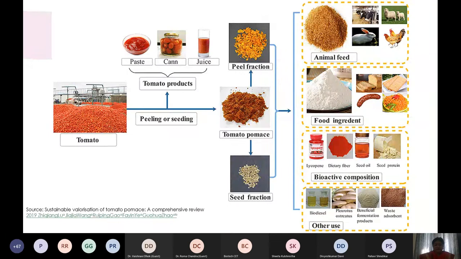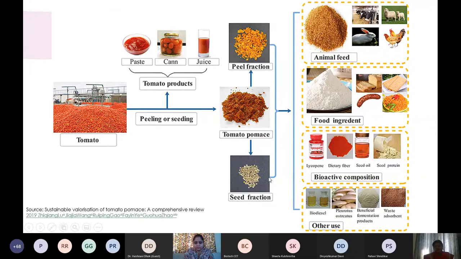Similarly, if we see the tomato, from tomato we get the paste, the puree, or we do the canning and we prepare the juice out of it. But after we prepare these products, we are left with the peel and the seeds, which is called tomato pomace. This pomace can be fractionated into two parts. One is the seed, and the peel can be separated from the pomace. Later on, it can be utilized for various purposes, as all seeds contain oil.